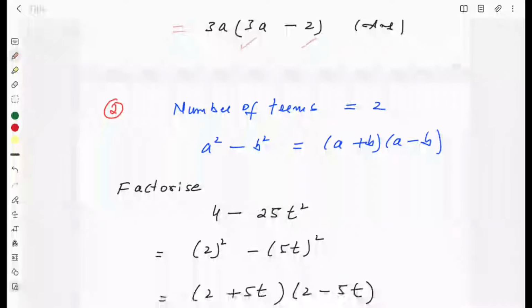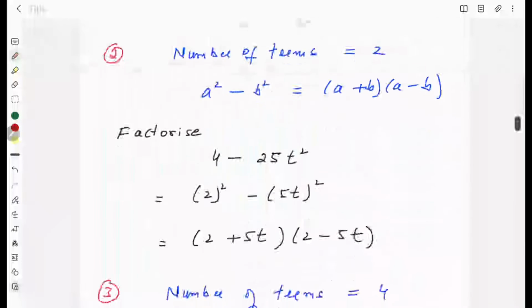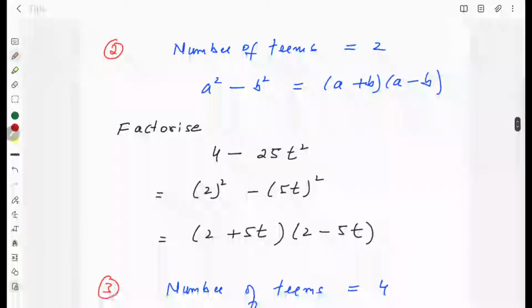If number of terms is 2, then you apply the formula a square minus b square equals to a plus b and a minus b. Suppose you have to factorize 4 minus 25t squared. There are two terms and there's a minus sign in between, and you want to apply a square minus b square. Then you have to write 4 as 2 raised to the power 2, and you have to write 25t square as 5t raised to the power 2.